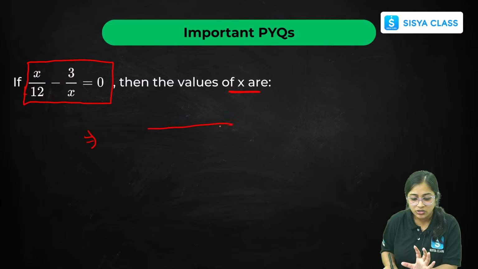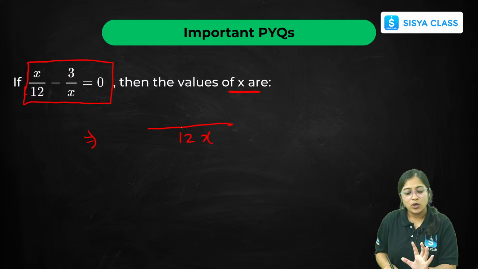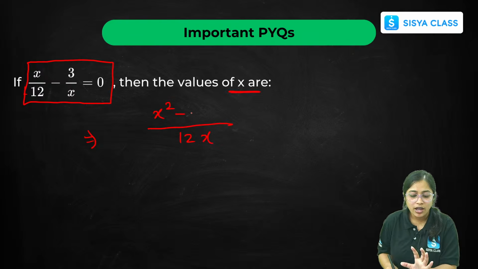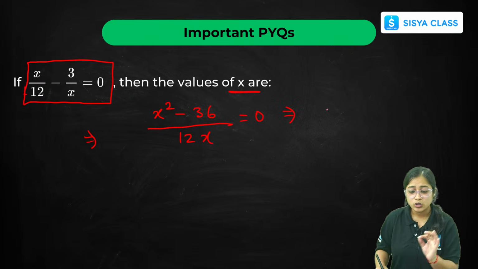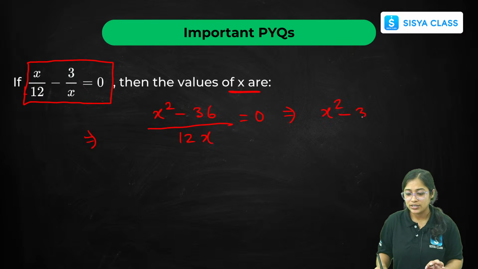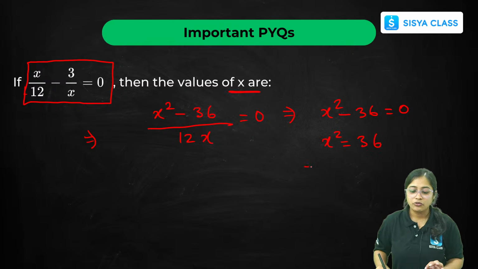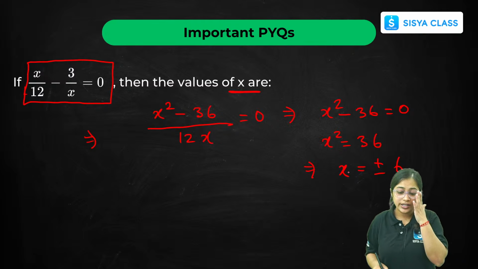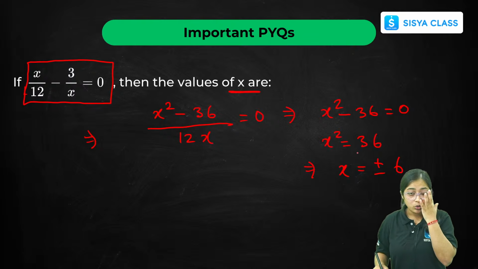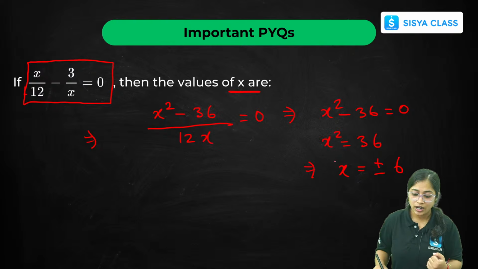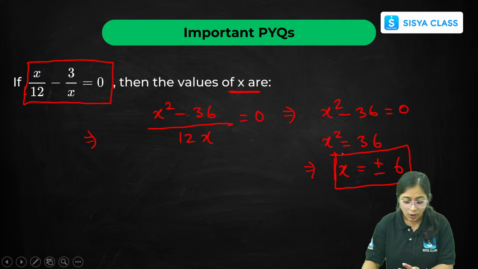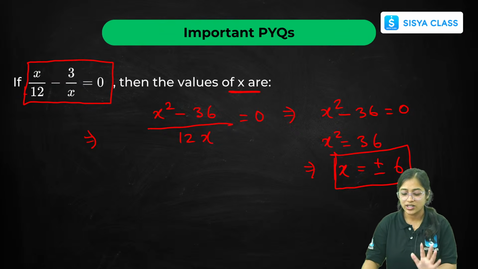After simplification, in the denominator you will get 12x. Here you have x square minus 36 equal to 0, right? So from here you will get x square minus 36 equal to 0. So the value of x square is 36, and from here the value of x is plus minus 6, right? Here I have used the square root method. So just simplify it and you will get the value of x, plus minus 6. So it has two roots. I hope this question is clear to everyone because this was very simple.